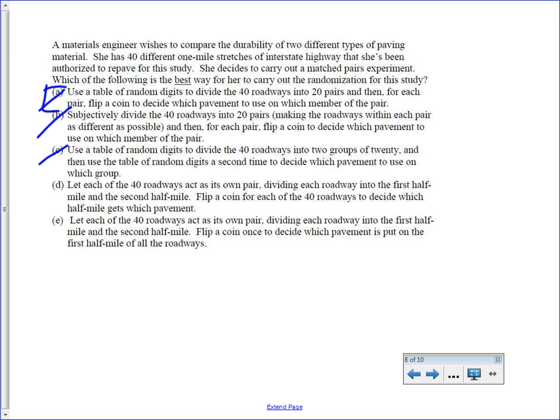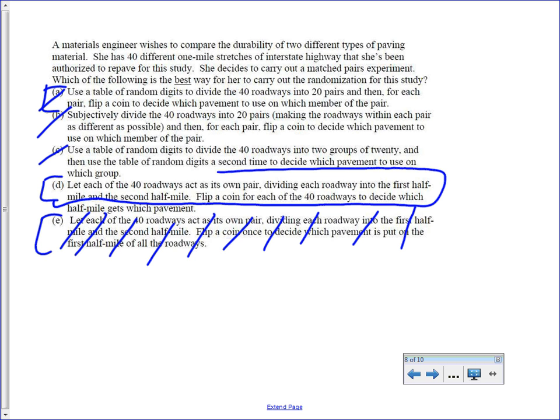Let each of the 40 roadways act as its own pair, dividing the roadway into the first half mile and the second half mile. All right, so now we're getting somewhere. Flip a coin for each of the 40 roadways to decide which half mile gets the pavement. E is the same thing, but it's flip a coin to decide which pavement is put on the first half mile of all the roadways. See, that's no good. We want to randomly select within each pair. So the correct answer would be D.